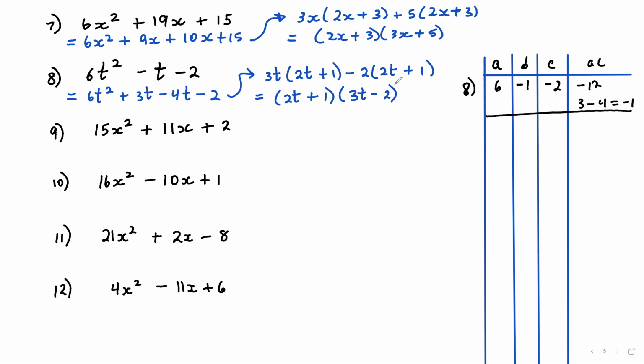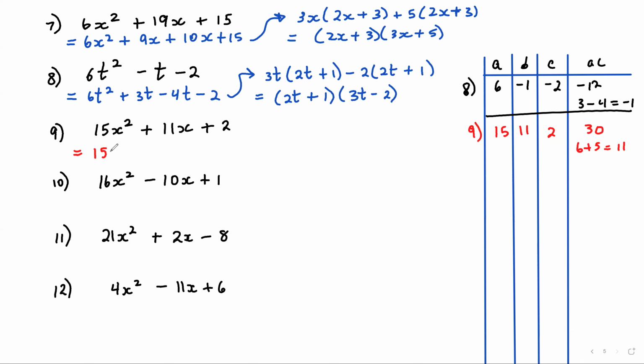So you'll have 2t plus 1 by 3t minus 2. All right. Let's look at number 9. A is 15, B is 11, and C is 2. So AC will be 15 times 2, which is 30. And the factors that would give you 11 will be 6 and 5. 6 plus 5 is 11, and 6 times 5 is 30. So thankfully, this one is all positive terms, so the factorization is a much easier process.